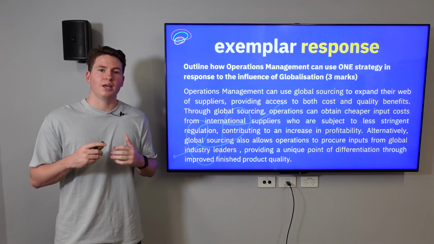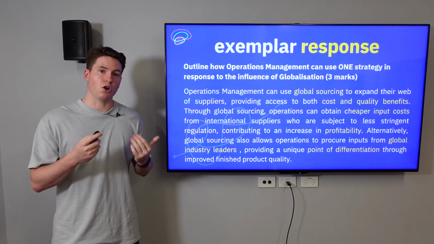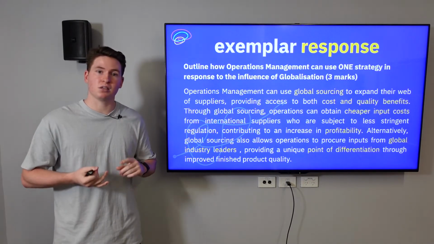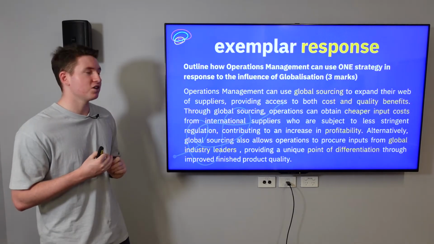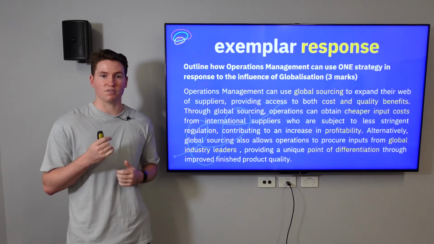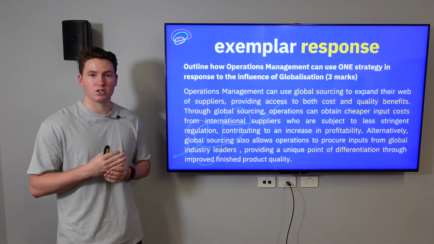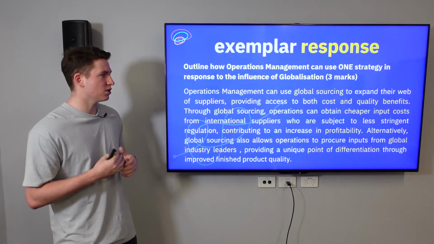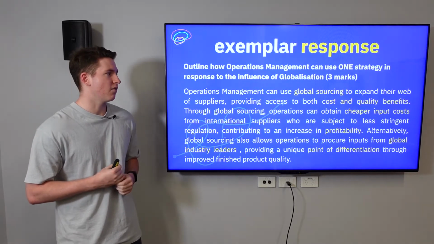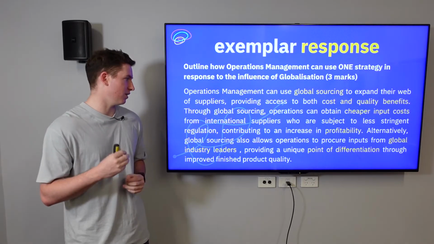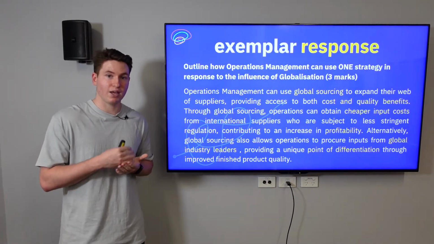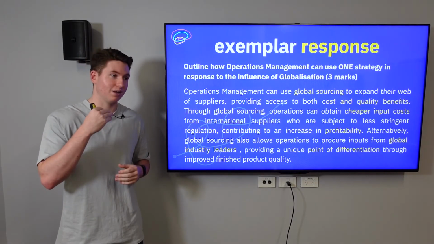Here we have a short answer, exemplar response, based on what we discussed earlier, the interaction between influences and strategy, which is a common theme between short answers, extended response, and the business report. So the question is, outline how operations management can use one strategy in response to the influence of globalization. So it's important to answer your question in the first sentence. Operations management can use global sourcing, which is your strategy, to expand their web of suppliers, providing access to both cost and quality benefits. So immediately, you're not only answering the question, but you're providing the benefits of using that strategy, which the marker wants to see in your opening sentence.